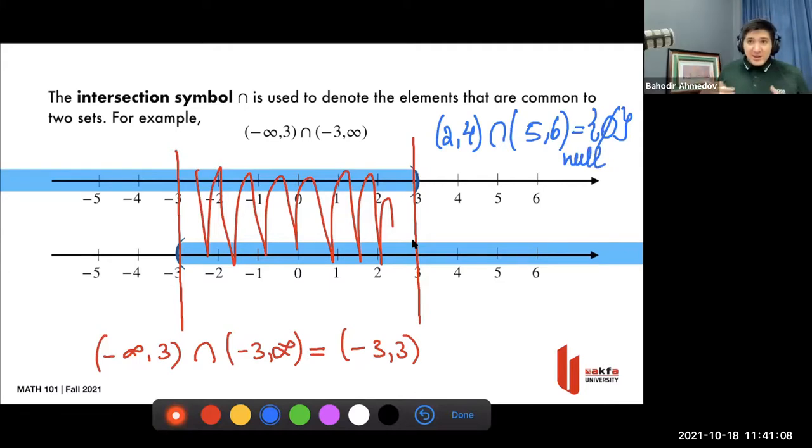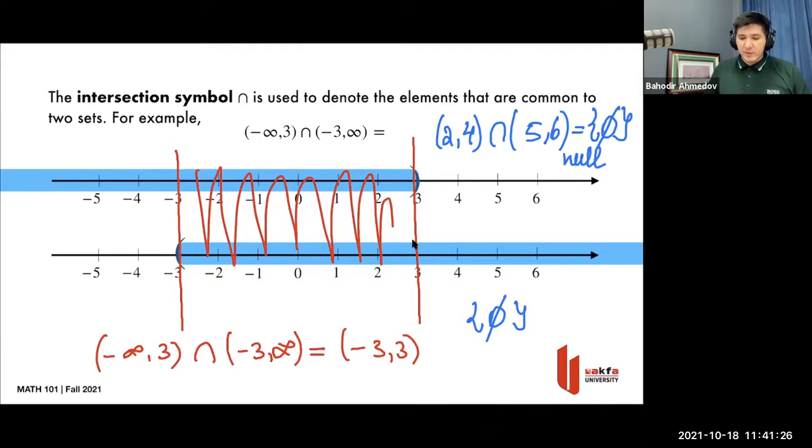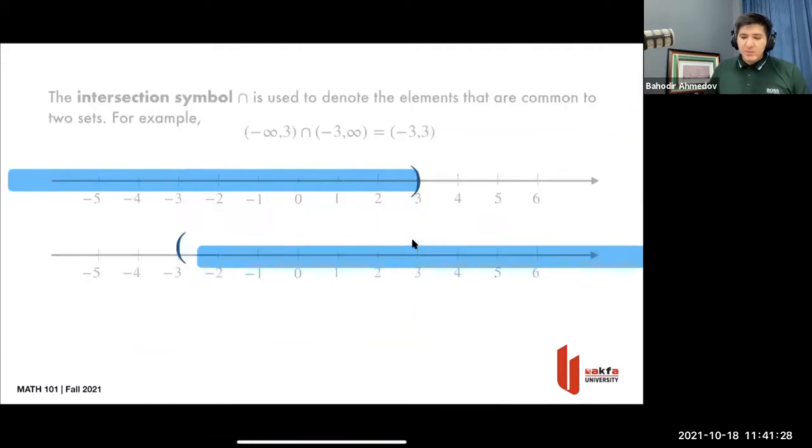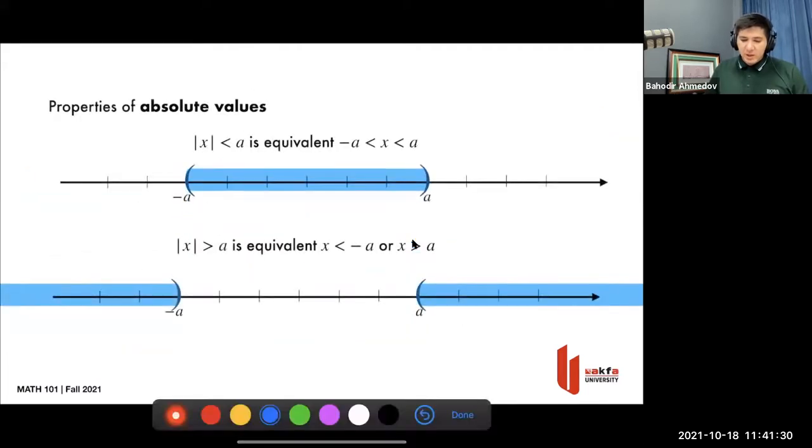This is the notation. If your set doesn't contain anything, the set is always going to be denoted like this: a zero with a slash. So it basically means none. There is no item in your set which is in the intersection between these two intervals. It is very important for us to understand all of these concepts.